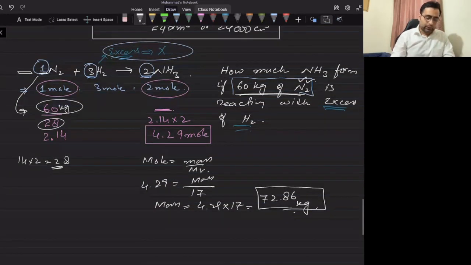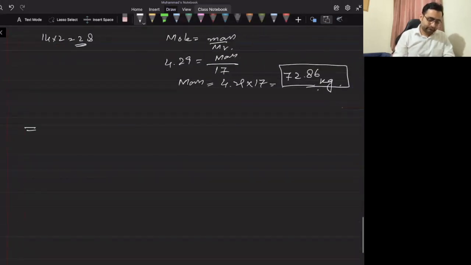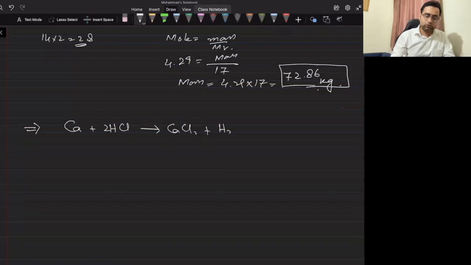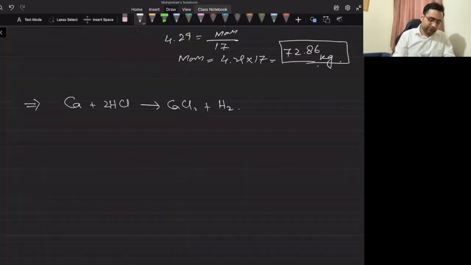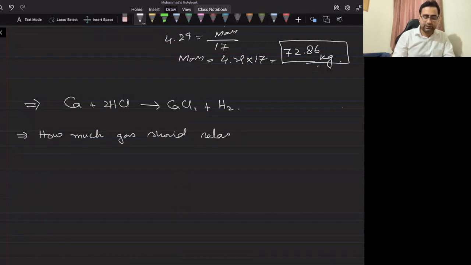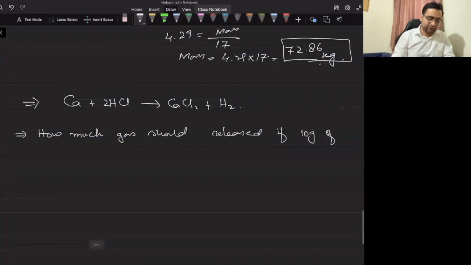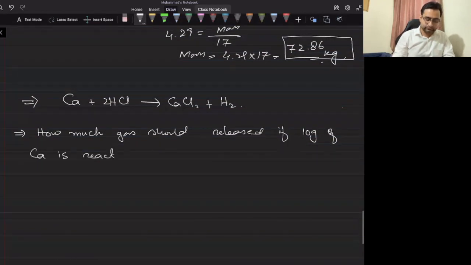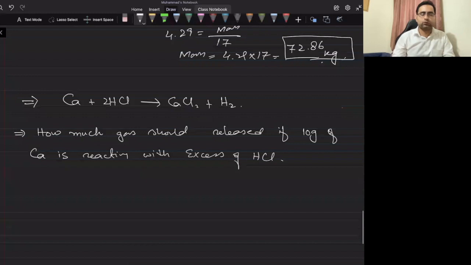Now, in a similar way, one more question. Calcium is reacting with HCl to form CaCl2 and H2 gas. Now, question in the exam, for example: how much gas should be released if 10 gram of calcium is reacting with excess HCl? I'm giving you 2 minutes to do this question.